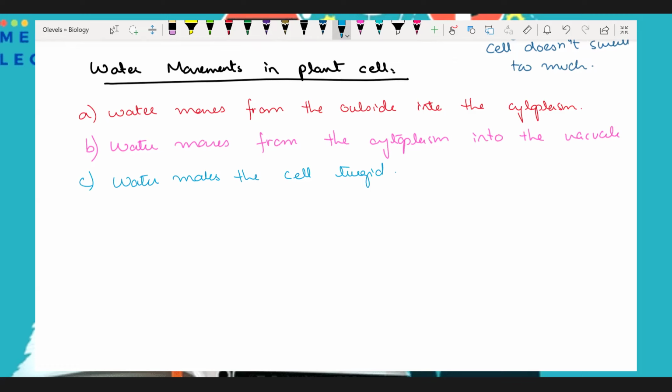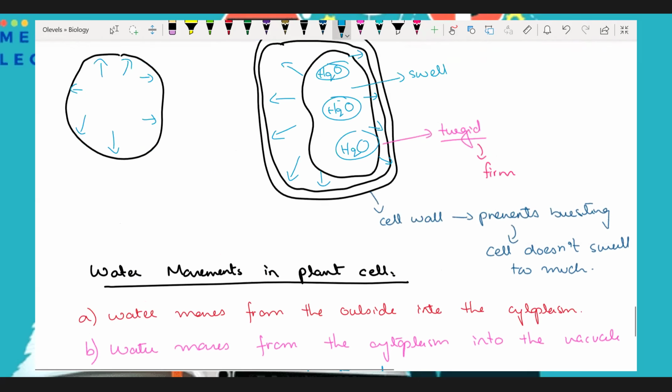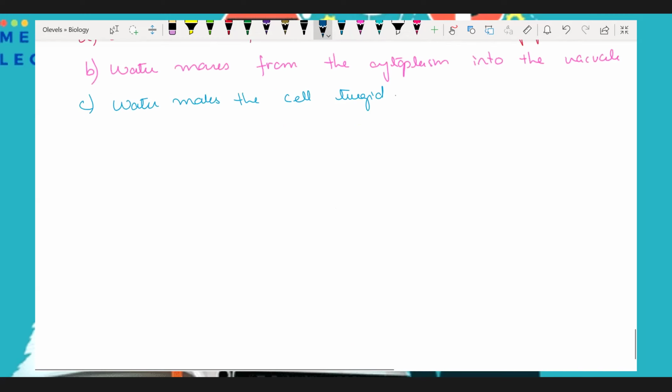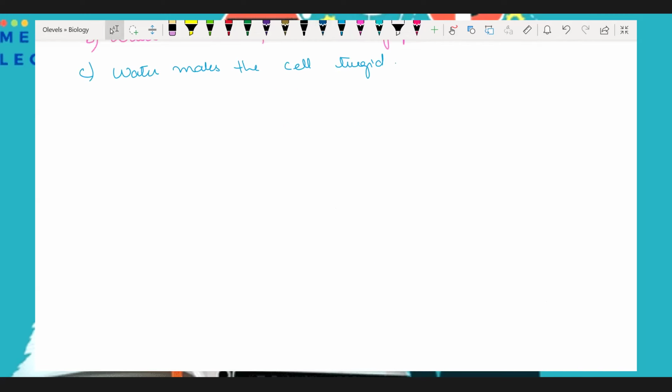This is actually how the water enters into the plant cell. First, the water moves from the outside to the cytoplasm, and from the cytoplasm into the vacuole, and then it's going to make it turgid. For example, this was the outer environment, from here to the cytoplasm, from cytoplasm to the vacuole, and then it's going to make it turgid, right? Now we have to see about the turgor pressure.